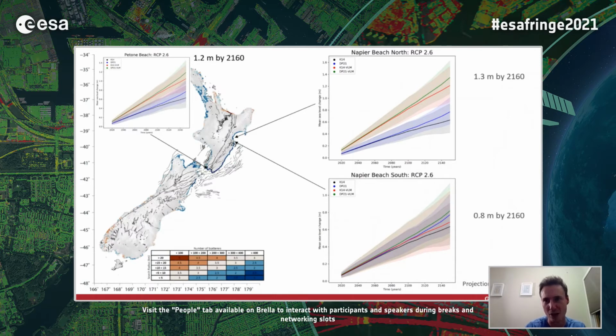Similarly, if we come to the East Coast, here's Napier. Two sites are only around 5 kilometers apart, but they have very, very different vertical land movement. In the top case, they go around 1.2 meters by 2116, as opposed to just under a meter further south. It's these kinds of data that we're trying to use to inform local councils and hazard planners, because in some areas they're going to have to move forward their plans for when they're likely to get inundated.